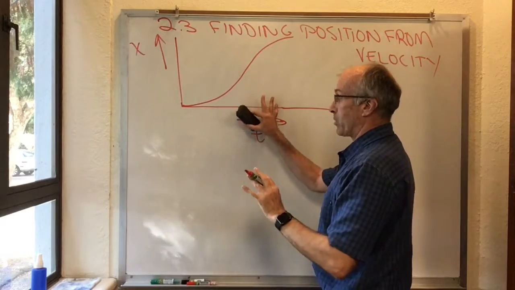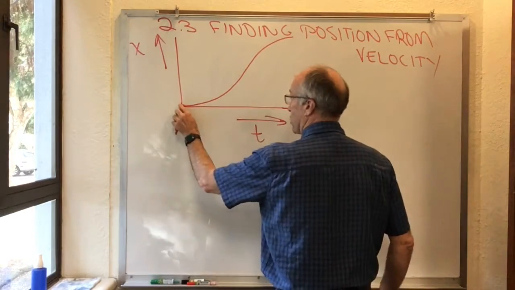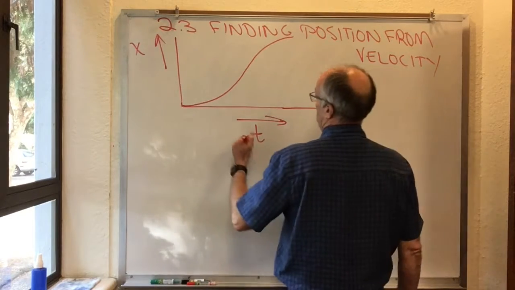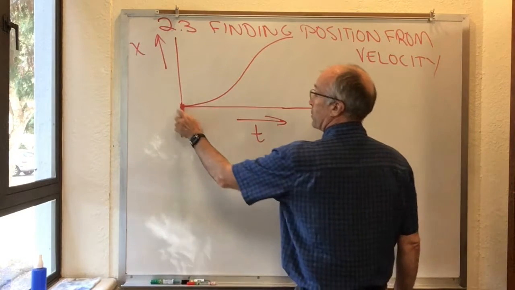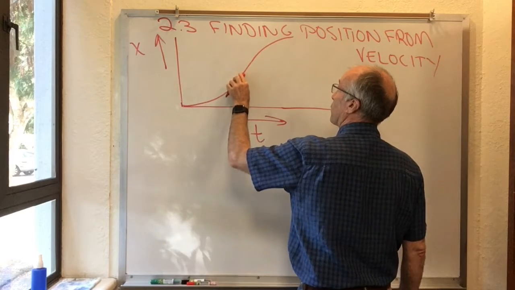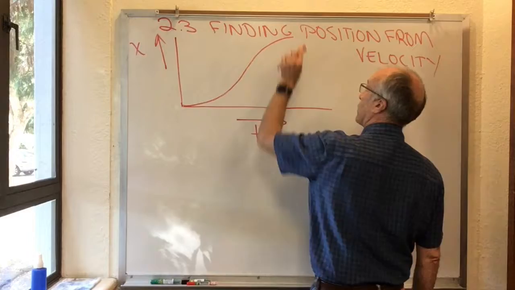Notice this is not a motion graph. This is position as a function of time. So this might represent somebody who was going slow and speeding up and then maybe coasted for a little bit and then started slowing down again.